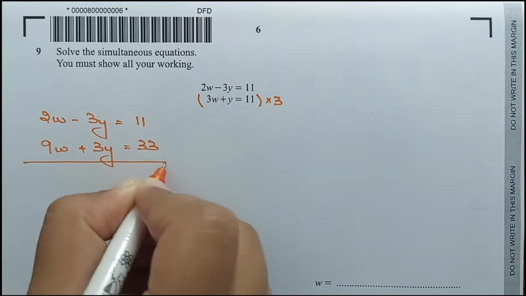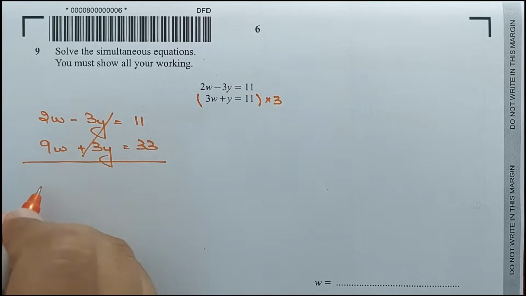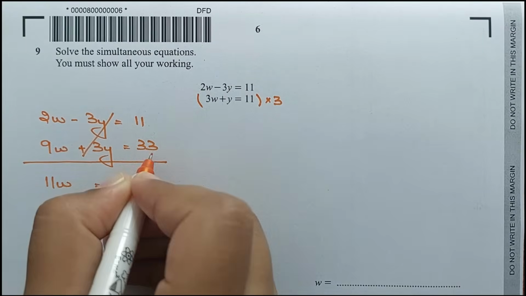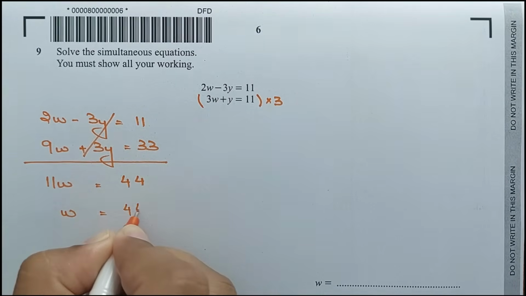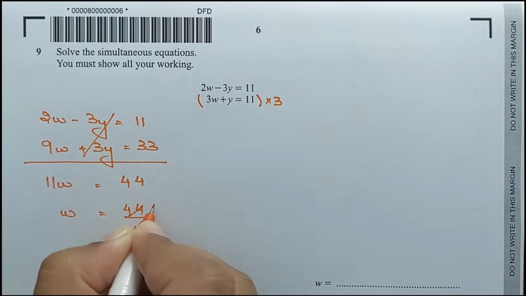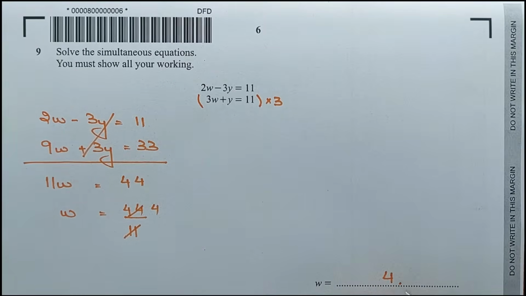So let me add them up. So this is cancelled out. 9 plus 2 is 11w, and this is 44. 3 plus 1 is 4, 3 plus 1 is 4. So W is 44 divided by 11. So 11 times 4 is 44. So we got the W value, that is 4.